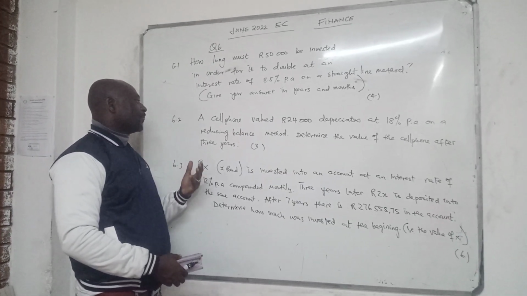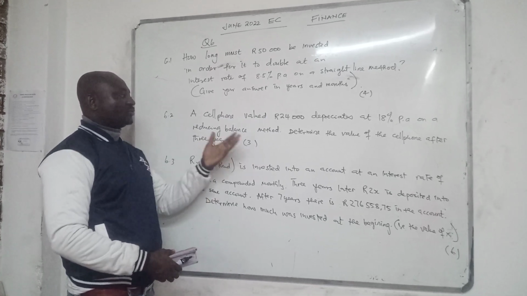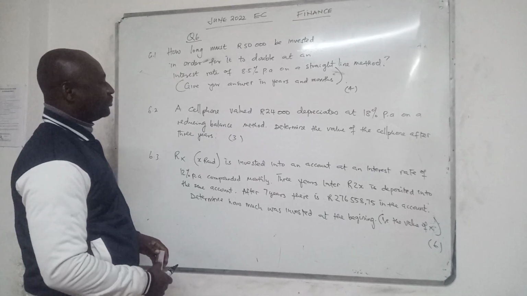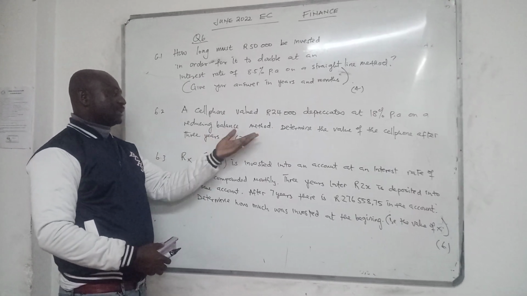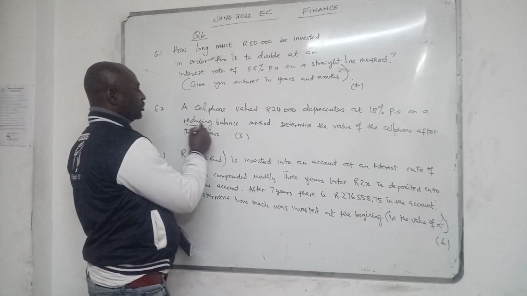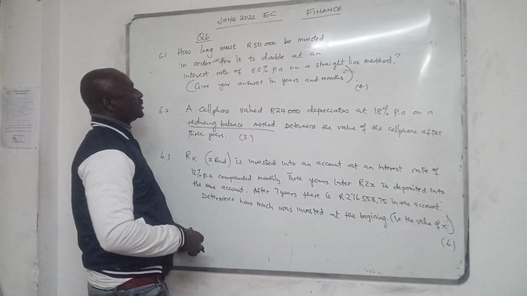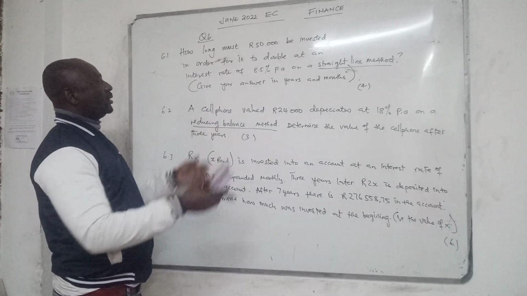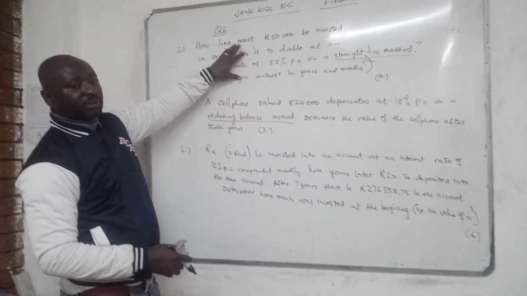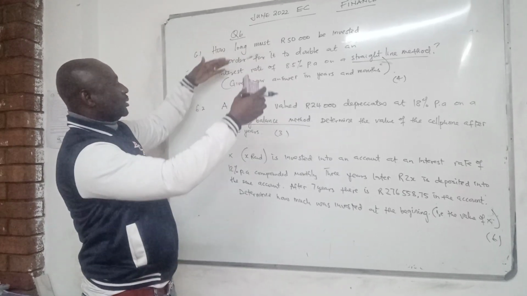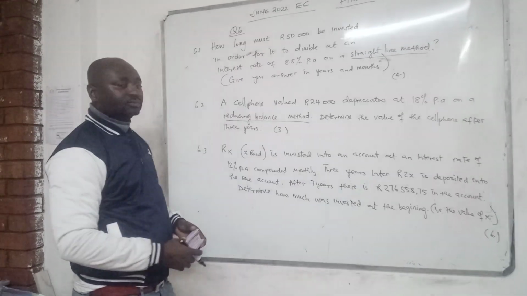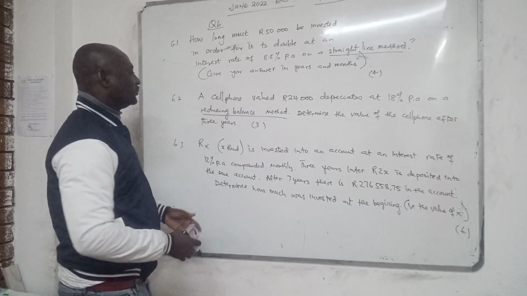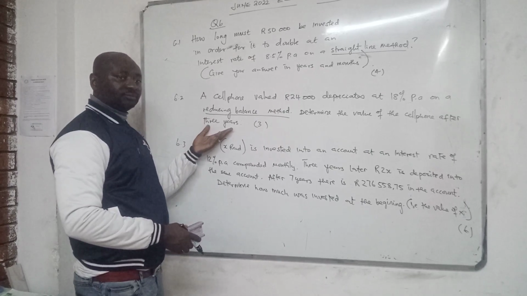6.2 says, a cell phone valued 24,000 depreciates at 18% per annum on a reducing balance method. So the underlying word here will be a reducing balance method. Here the underlying word is a straight line method of appreciation. It's not depreciation. Here the money is going to go up. Here it is coming down. So determine the value of the cell phone after 3 years.